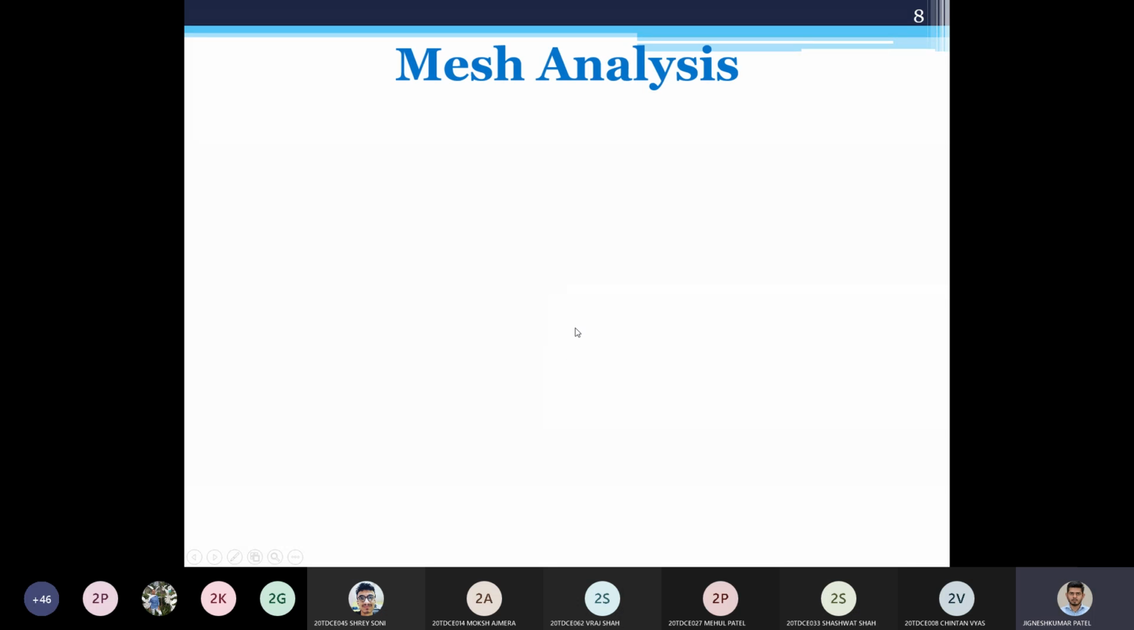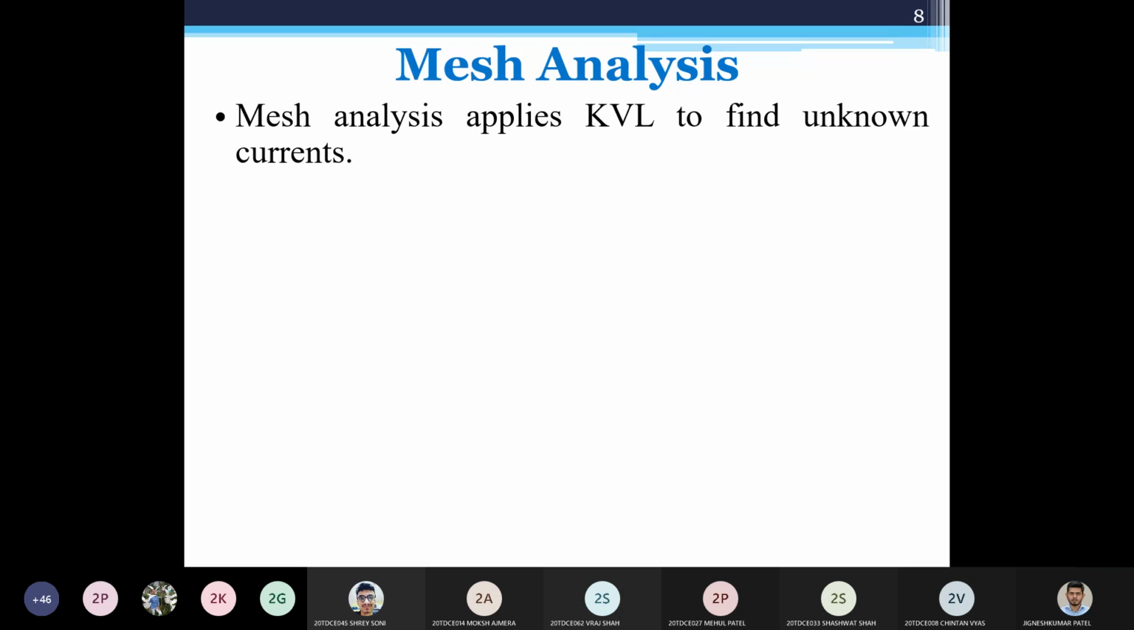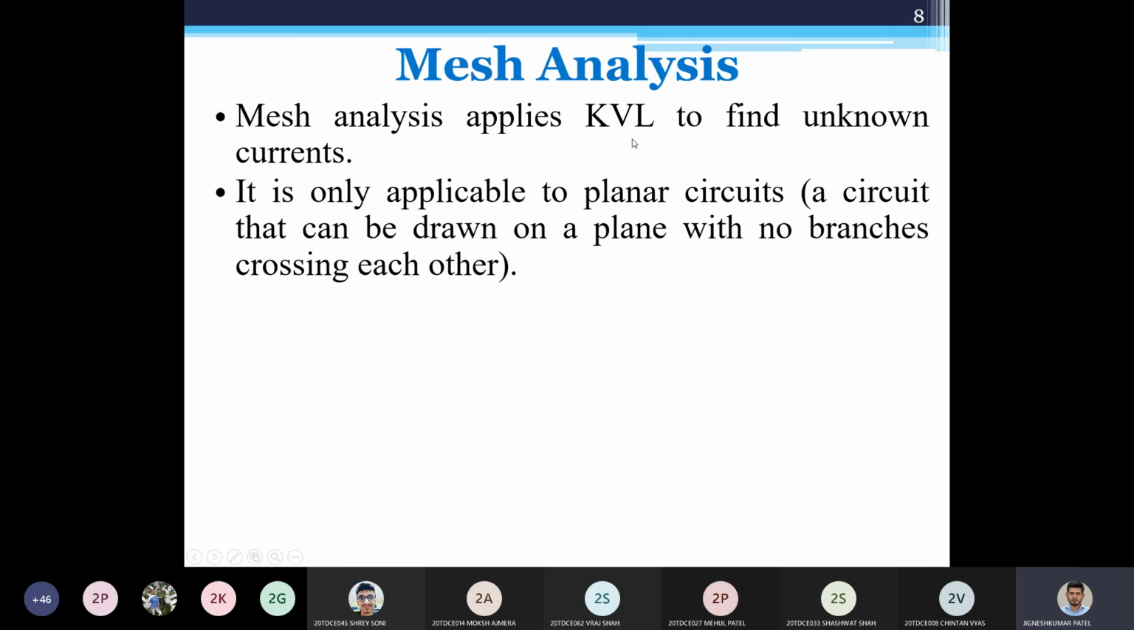Okay, so mesh analysis. Today we'll see how to apply mesh analysis, and tomorrow we'll solve an example with mesh analysis. First of all, whenever you use mesh analysis, it applies KVL. So the application of KVL is mesh analysis, to find out the unknown currents. There is one more analysis, nodal analysis, where we use KCL. But in mesh analysis, we will use KVL.